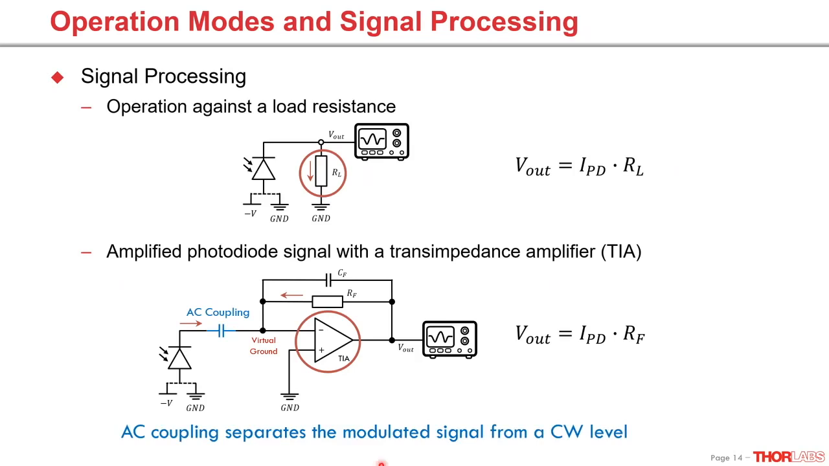Additionally, an AC coupling can be achieved by connecting a capacitor in line with the photodiode. This blocks out the DC current generated by the continuous wave power level, so that just the modulated signal gets amplified.